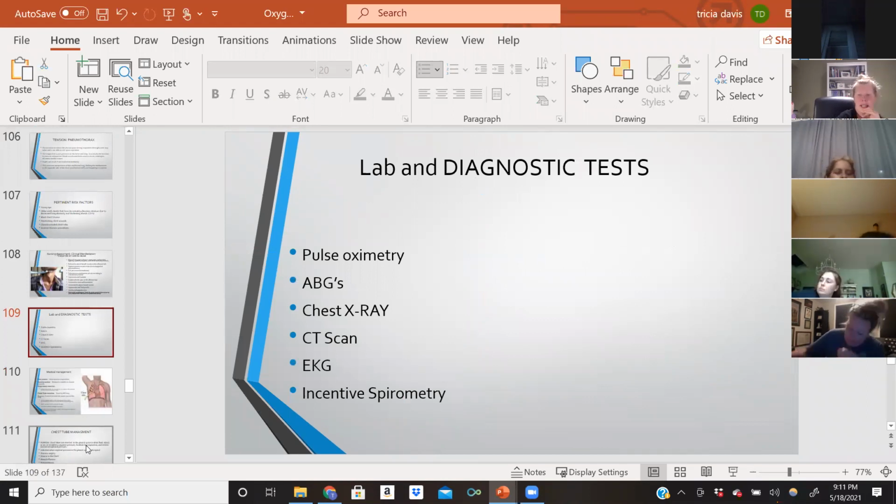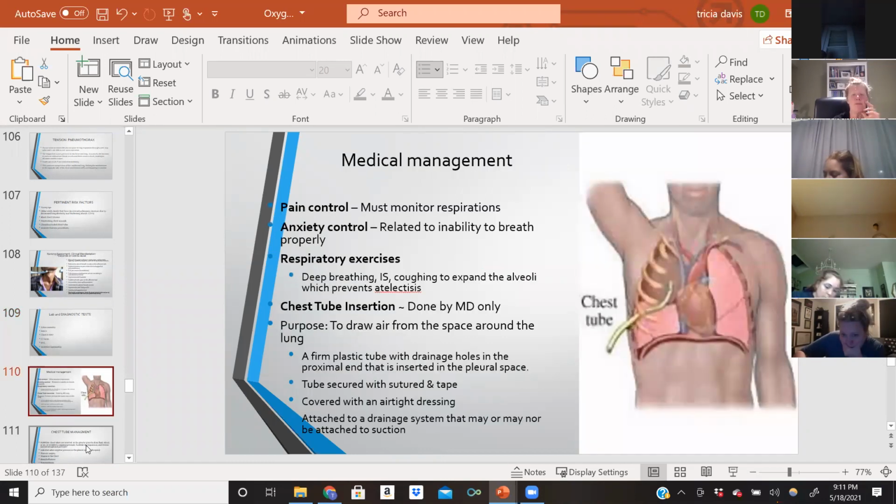So what kind of lab and diagnostic tests can we do? We want to monitor their pulse ox. We can either do a continuous pulse ox that we put on their finger and it gets hooked up to their telemetry, or we can just use the one on the vital sign machine. We can do ABGs to get a concrete, definitive finding of their oxygenation status. We can do a chest x-ray, which is going to show that the lung is collapsed, a CT scan, an EKG, and then we want to have them use an incentive spirometer.